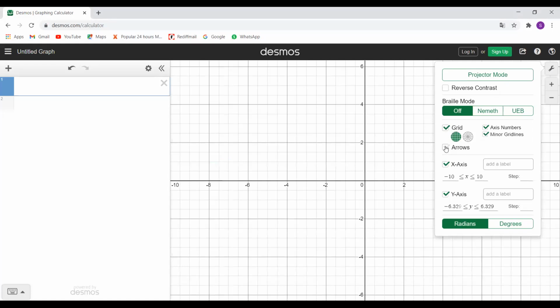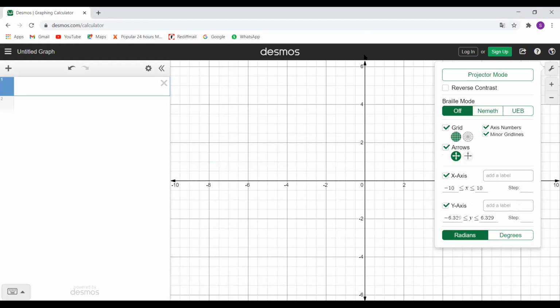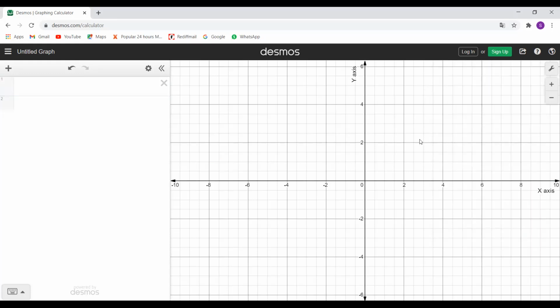Now I will put arrows on both of my axes, that is the x and y axis, so I click on these arrows. I will name my x and y axis. So this is my x axis, and this becomes my y axis. See, I have typed here and it got named here. These are my two axes.